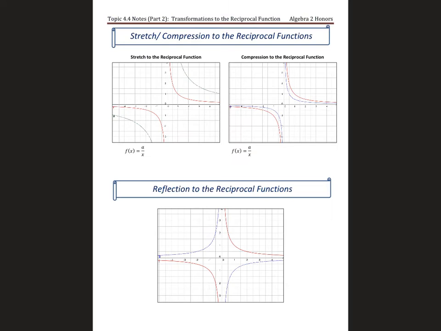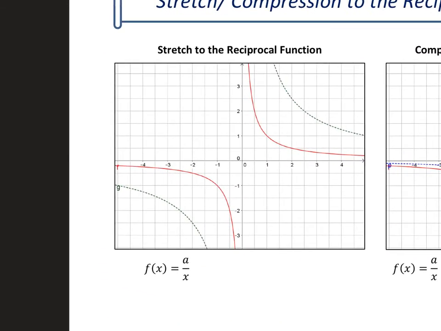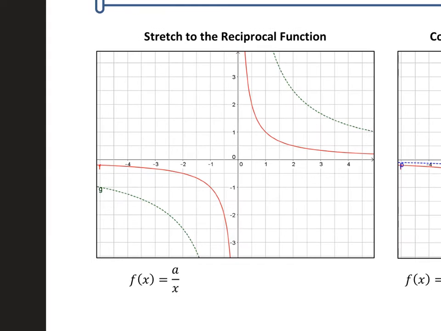Now, how about stretch and compression? The first example we're going to look at is stretch. Now I know that your notes are in black and white format and you can't see these colors. So I did put the parent function in solid and the stretched function in a dash line.